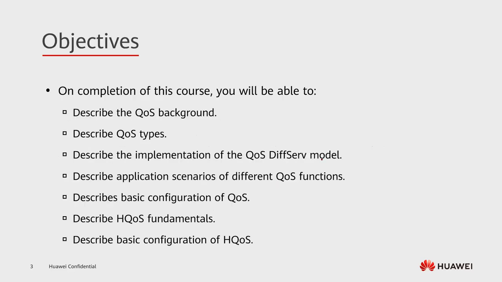Okay. On completion of this course, you will be able to describe the QoS background, the QoS types, and also the implementation of QoS, of course the DS model QoS. We will also learn about the application scenarios for the different QoS functions, the different service model QoS. And we will talk about the basic configuration for QoS, and at last, the edge QoS.